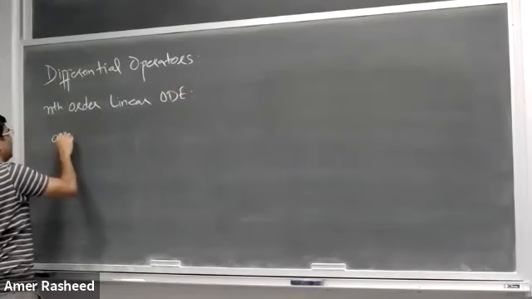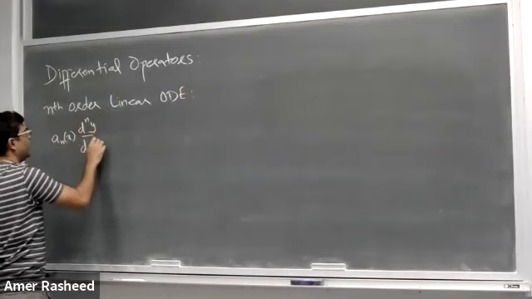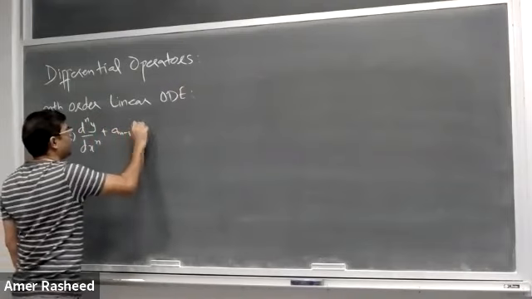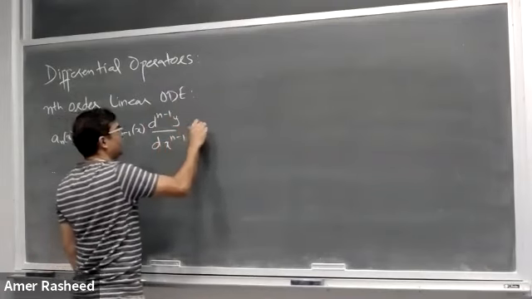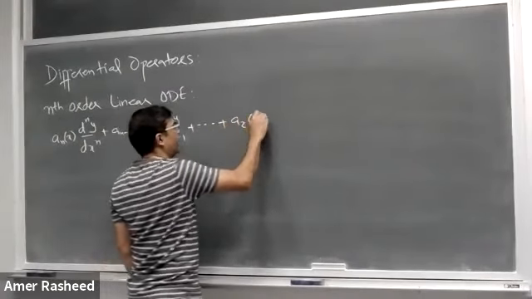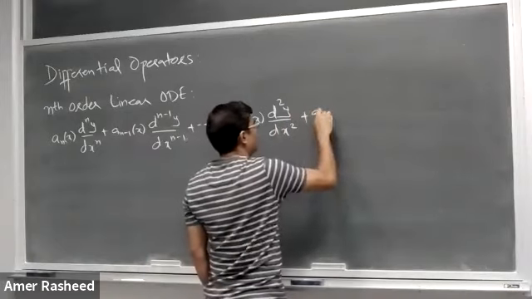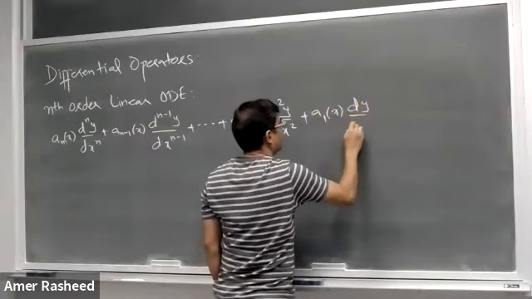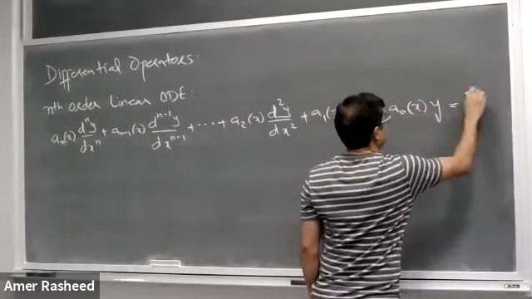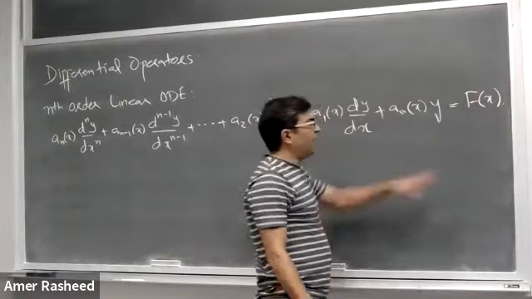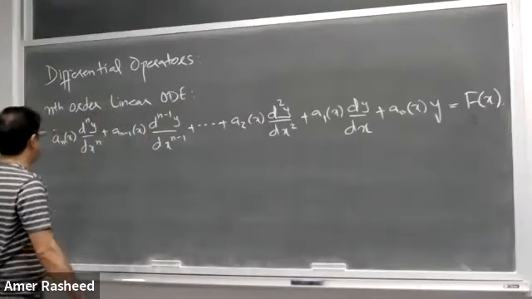we can write it in this form: an of x d^n y by dx^n plus an minus 1 of x d^(n-1) y by dx^(n-1) plus so on plus a2 of x d^2 y by dx^2 plus a1 of x dy by dx plus a naught of x y is equal to some function f of x. I told you that if this function is 0, then this equation is called homogeneous.